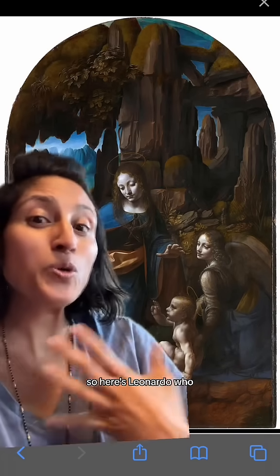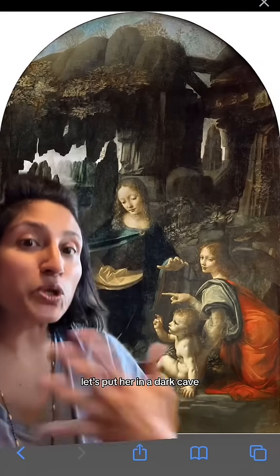But it was this rare moment of freedom where artists could innovate not just in style, but in the way they're telling the story. And so here's Leonardo, who, when commissioned by the Chapel of the Immaculate Conception, decided, let's put her in a dark cave. I mean, it works, right?